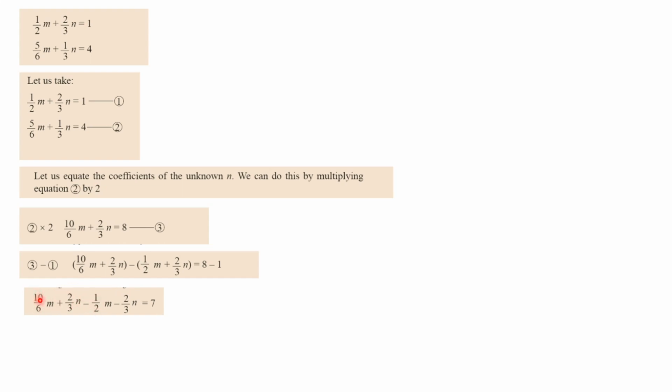Then I can cut this one, 5 over 3. It can be written as 5 over 3, or otherwise you can easily find your common denominator. Then you can solve it. 6 over 7, then multiply both sides by 6 and divide by 7. It comes m equal to 6. Then m equal to 6 can be substituted into any equation.